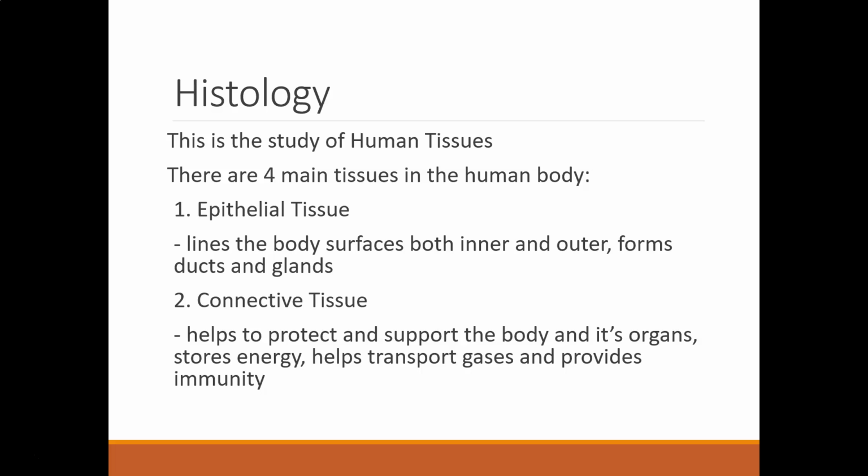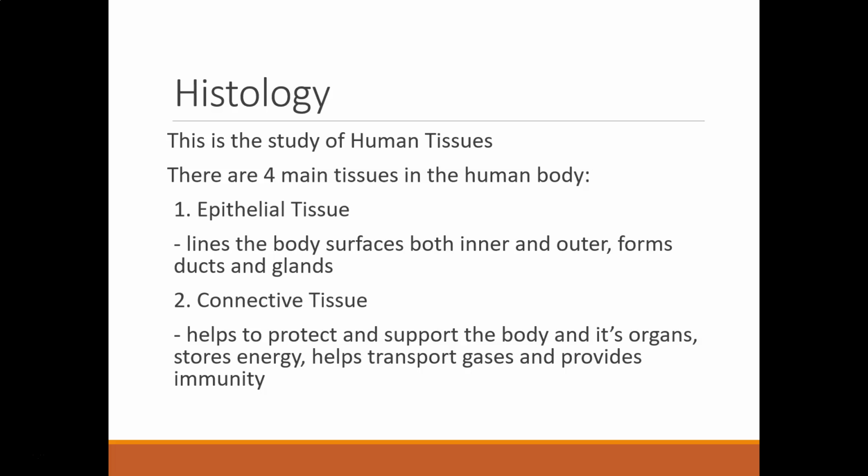The first is called epithelial tissue, which is responsible for lining the body. And that can be surfaces both inner and outer. If we look, for example, at a stomach organ, we know that it's hollow in the center. The lining on the inside of the hollow part of the stomach is epithelial tissue. And the lining on the outer part of the stomach is also epithelial tissue. So it lines both inner and outer. Epithelial tissue also forms many or most of the glands and ducts that we find in the human body. We'll be talking a bit about that as we get a little farther in.